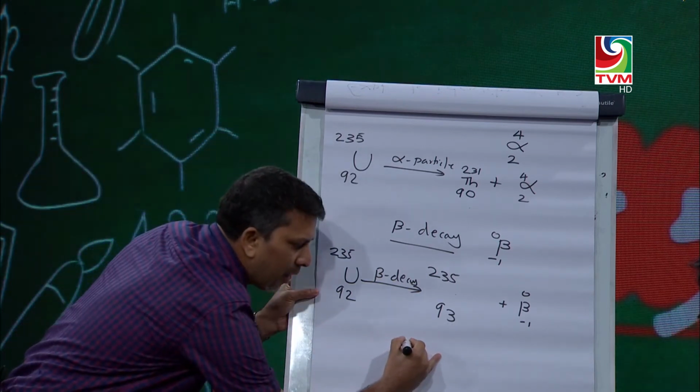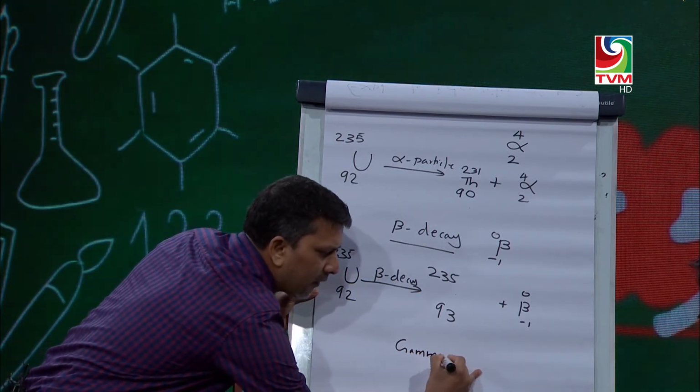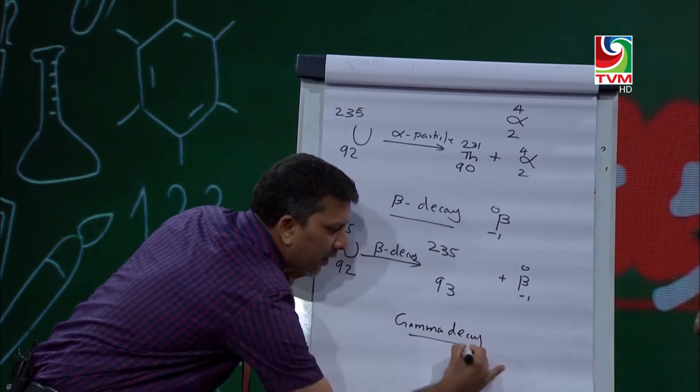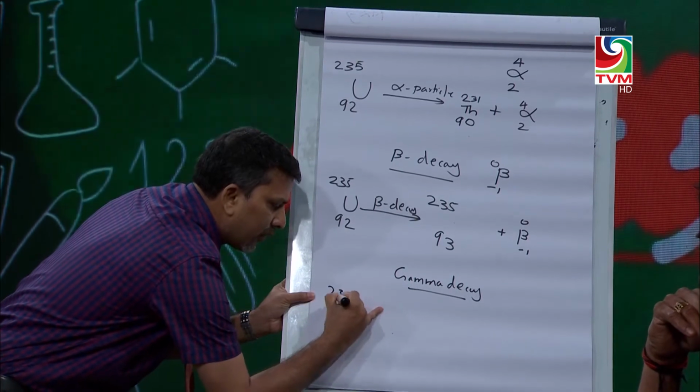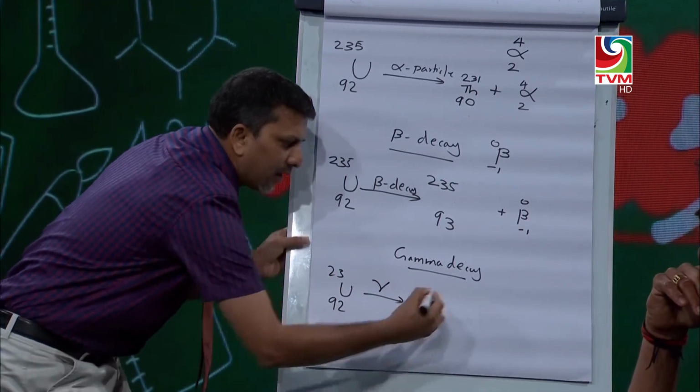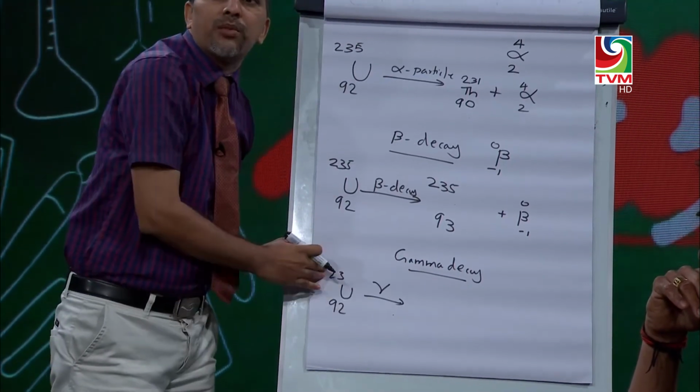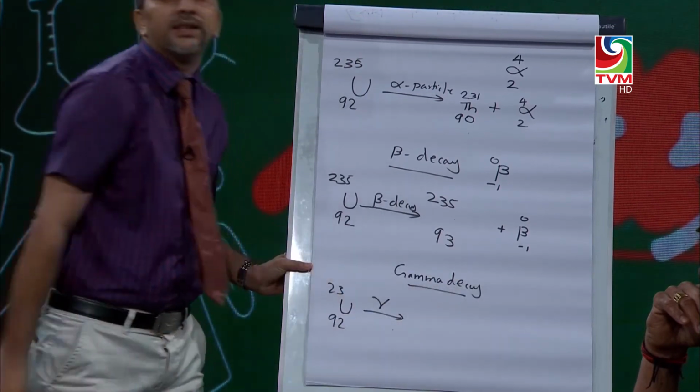In the case of gamma decay, for example uranium 92, 235, there is no change of atomic number and mass number, only an energy change. Most of the time, after an alpha decay or a beta decay, if the nucleus has excess energy, in order to get rid of it, it emits it in the form of gamma rays.